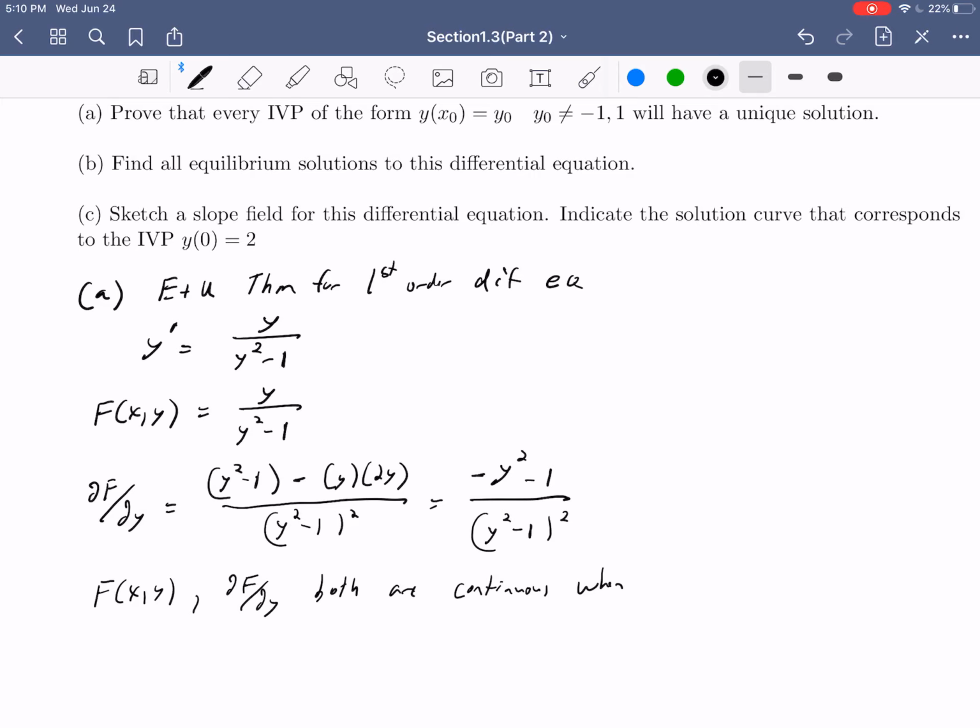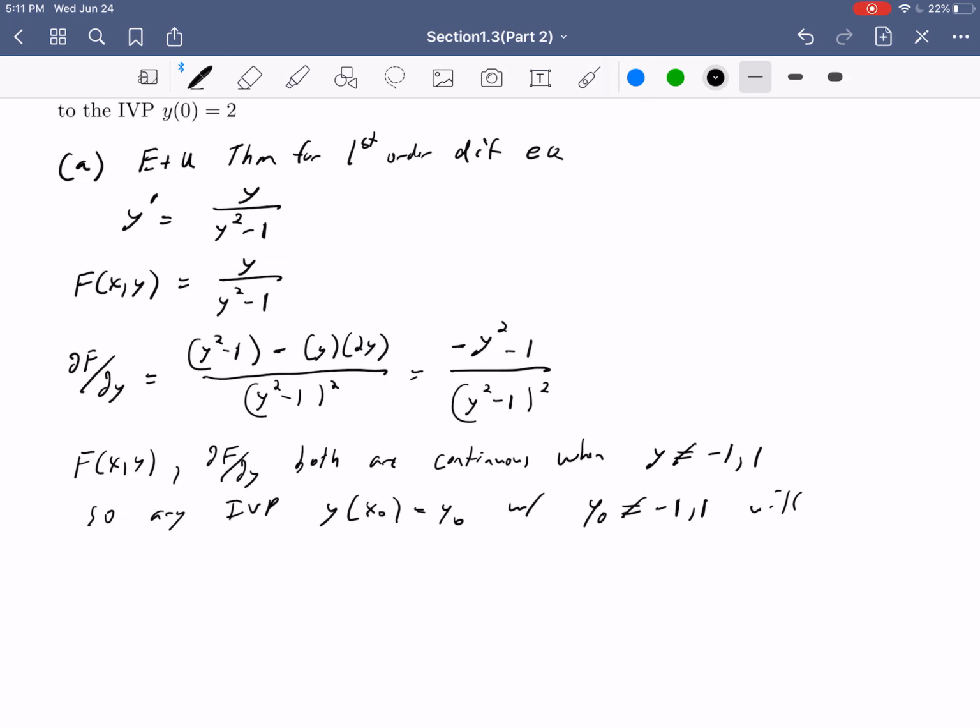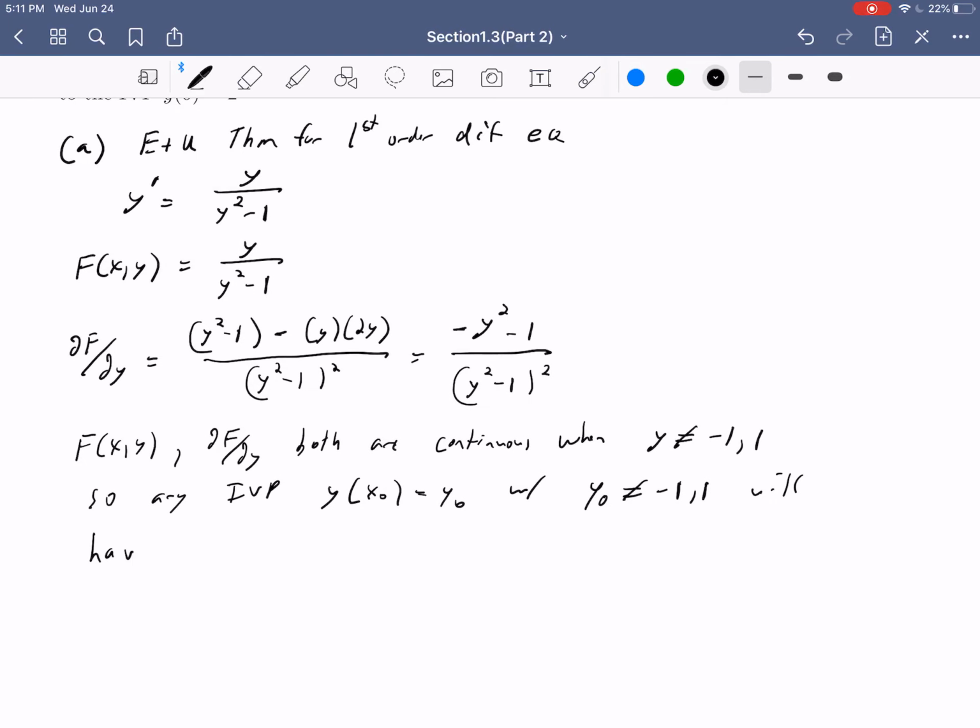So we can say f of x, y and the partial of f with respect to y both are continuous when y is not equal to -1 or 1. So any IVP y of x0 equals y0 with y0 not equal to -1 or 1 will have a unique solution. Check. There we go. So once again, there are some discontinuities, but as long as we're away from those discontinuities, we are guaranteed that we will have unique solutions.